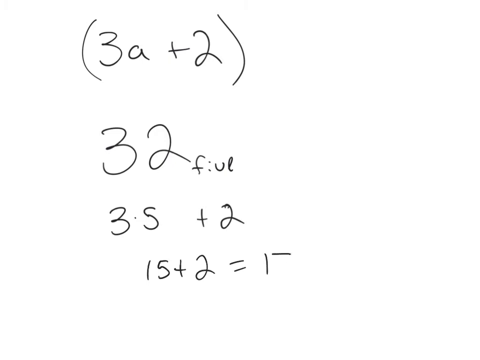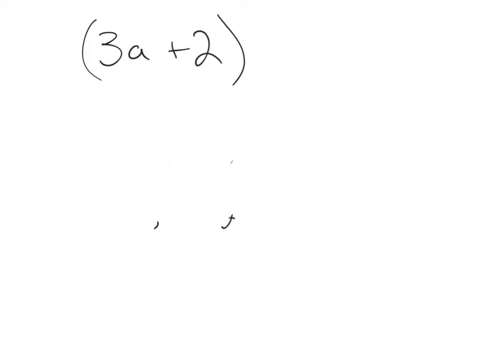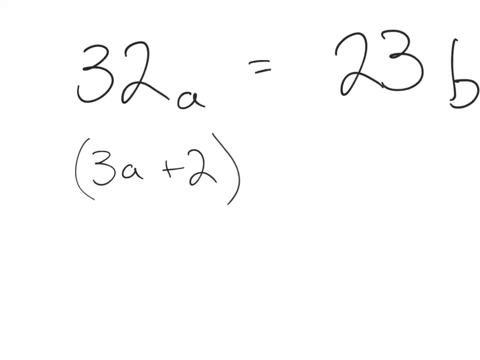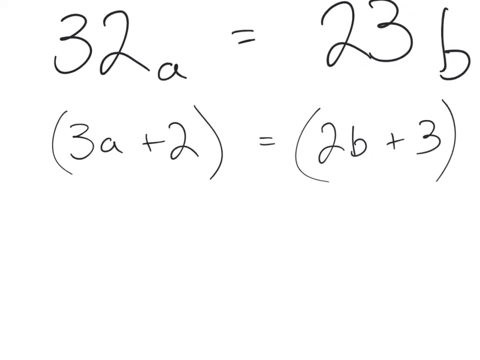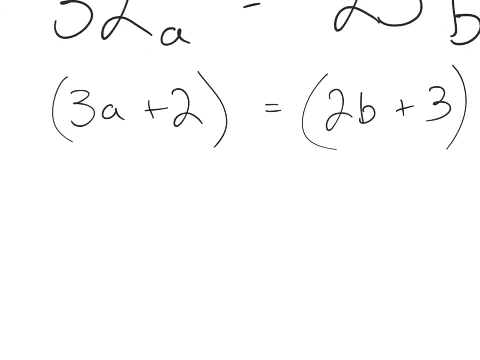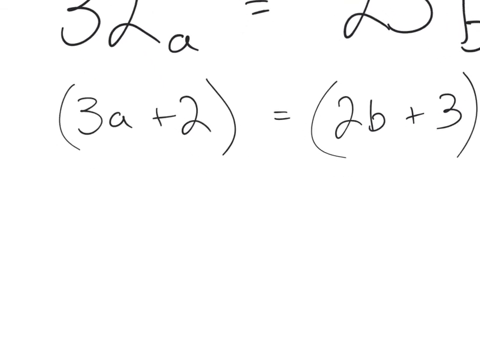So we don't know what the base here is, so what we're going to do is just distribute without knowing the base. So that's where we get 3a plus 2, which is the same thing as 32 base a. Likewise, this side is 2b plus 3. Okay, so now we can solve for one of the variables. I'm going to solve for b. So if I solve for b, it means I'm going to take this 3 and subtract it from both sides. So I get 3a minus 1 equals 2b.